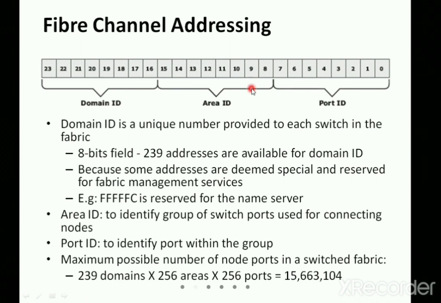Now, how is this 24-bit address divided? The last part, from 16 to 23, is taken as the domain ID. This domain ID is unique for each and every switch. Please remember, every ID is 8 bits. So the first is the port ID, the second is the area ID, and the third is the domain ID. The domain ID is 8 bits and is used for the particular switch. When I say 8 bits, the address range is 2 to the power of 8.